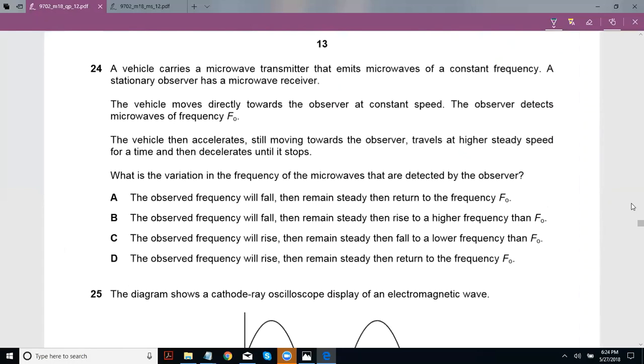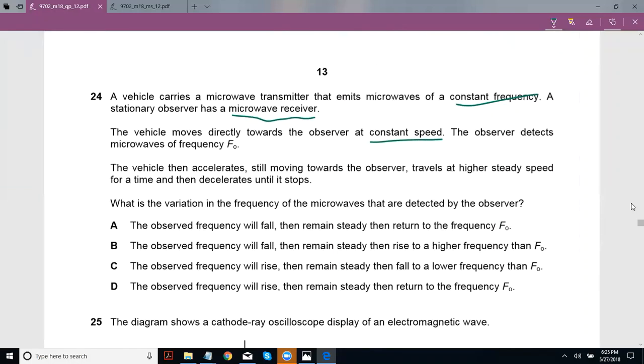Okay, this looks like a pretty large question. 24. A vehicle carries a microwave transmitter that emits microwaves of a constant frequency. A stationary observer has a microwave receiver. Oh, I think this is the Doppler effect. The vehicle moves directly towards the observer at constant speed.